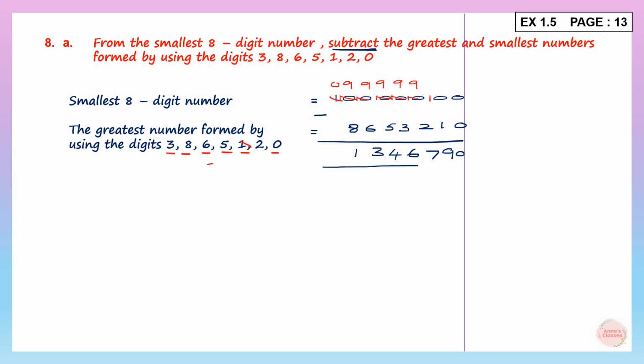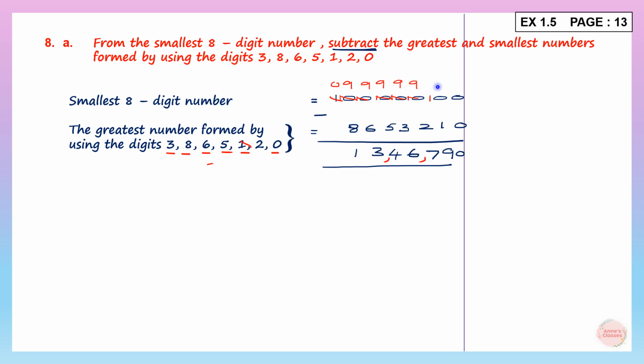So now what do we have? We have this number that we have subtracted. Let's put the commas. Ones, tens, hundreds, thousands, 10,000s, lakh, 10 lakh. So 13 lakh 46,790 is the answer. So now we finished subtracting the greatest number.